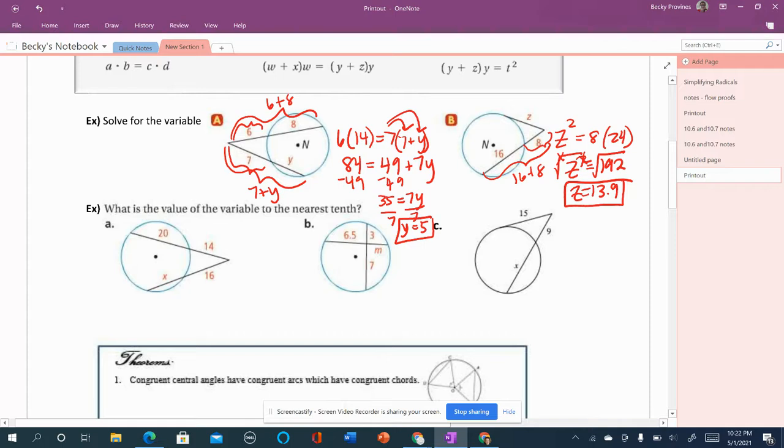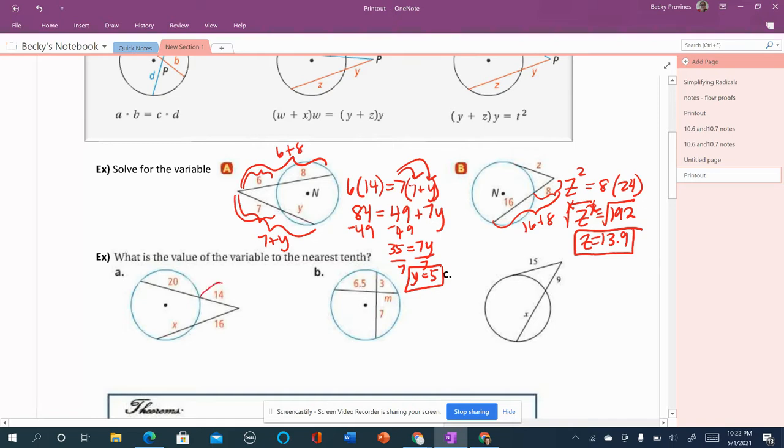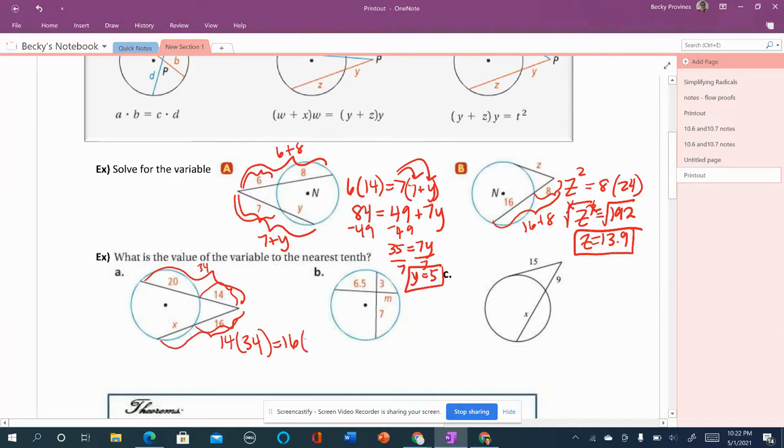Let's try this. This is like one that we did in part A above. We're going to take this exterior part and times it by this entire length, which is 34. And then take this exterior, which is 16, and times it by 16 plus x. All right, the video has a 5-minute limit, so I'm going to stop and finish it in part 2.